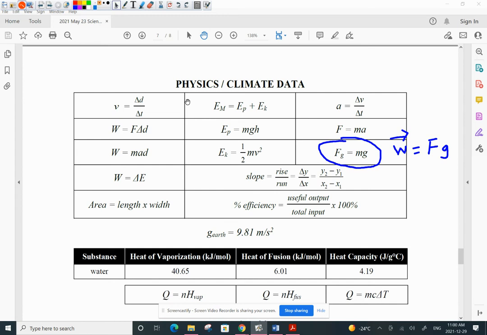Your mass doesn't change. Your mass is just the amount of matter. That will be the same. So gravity on Earth is 9.81 meters per second squared.